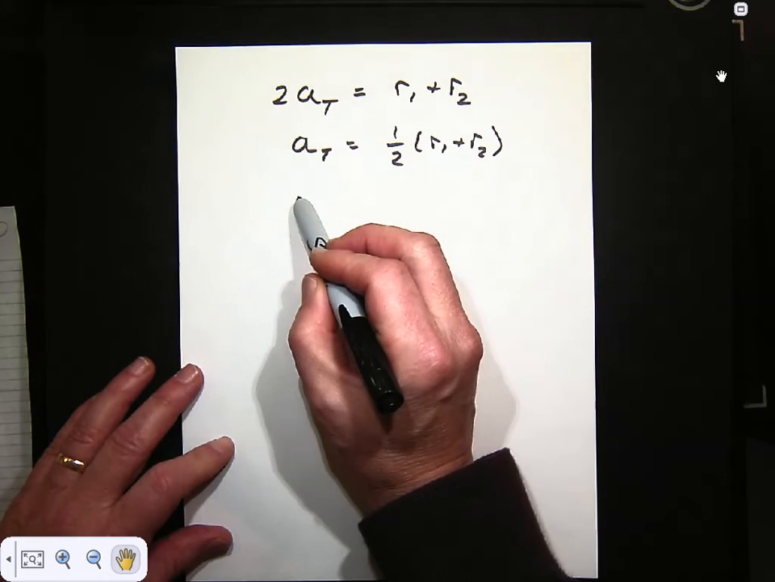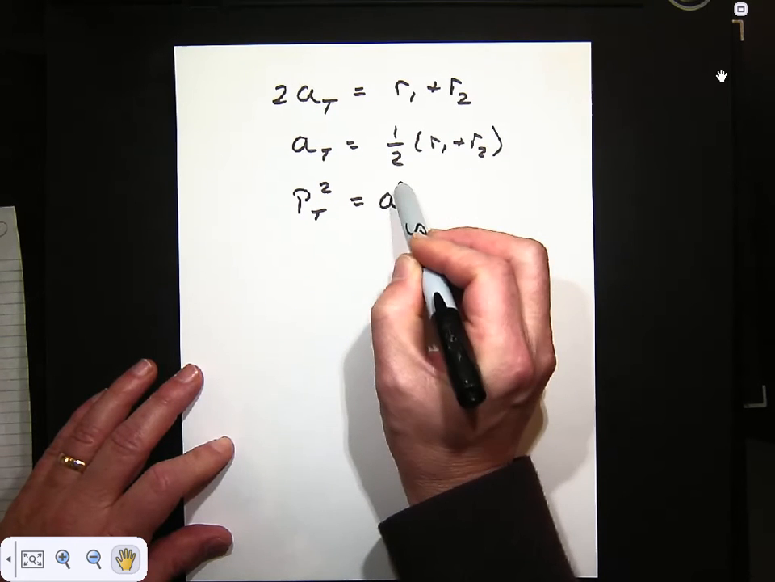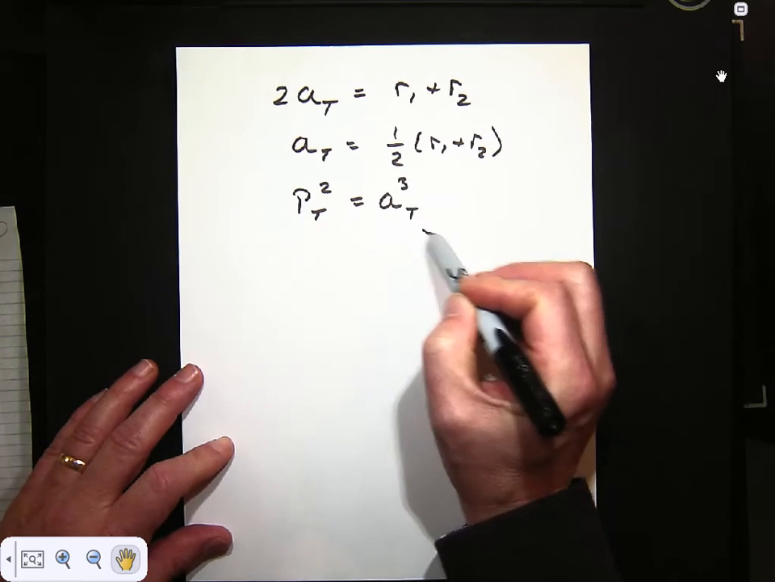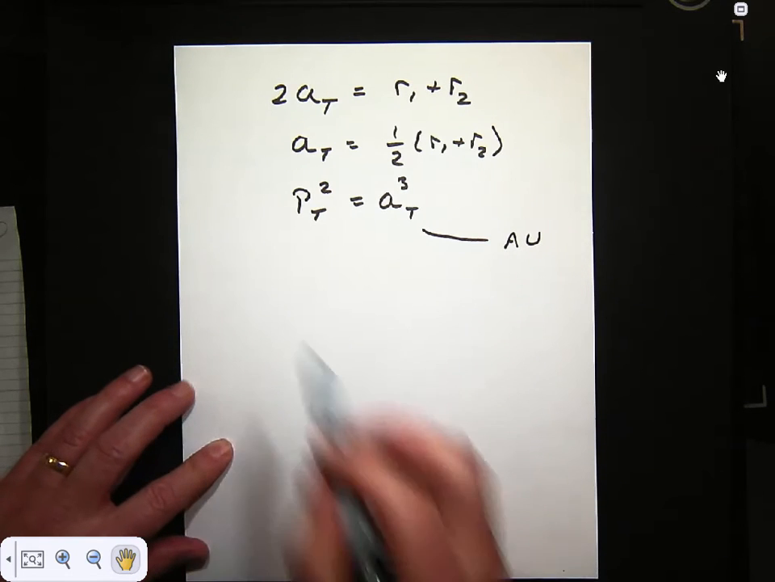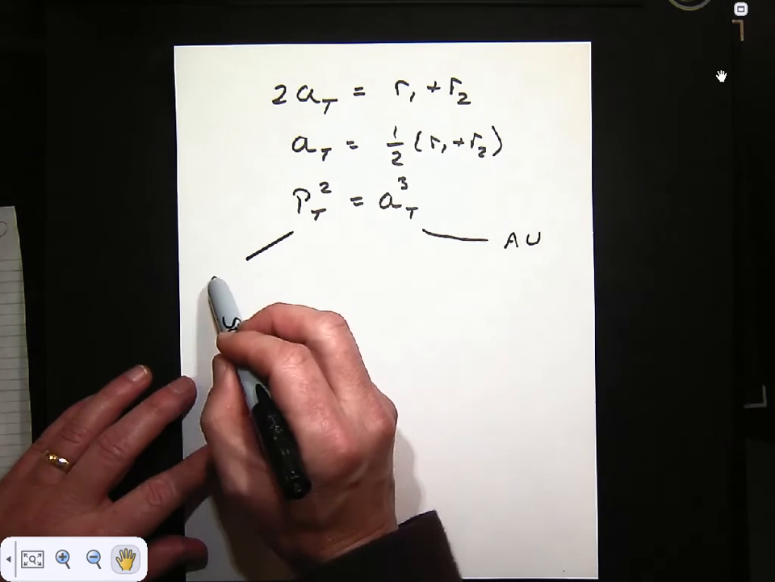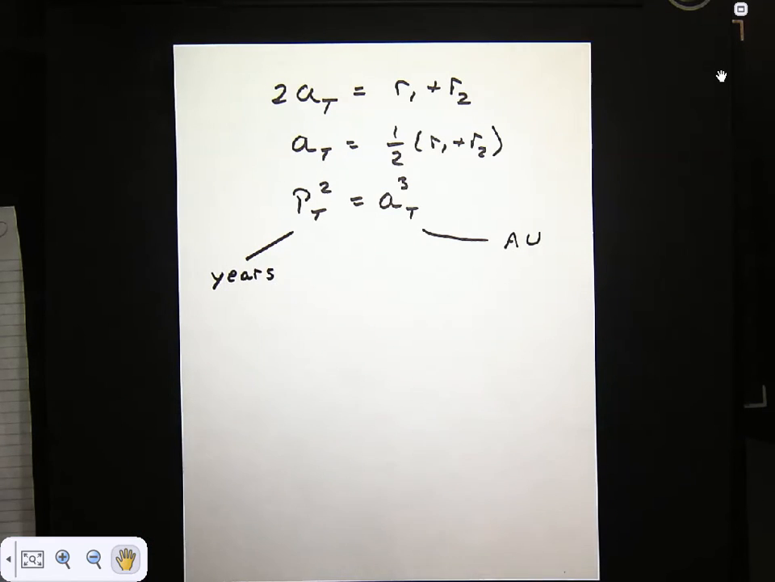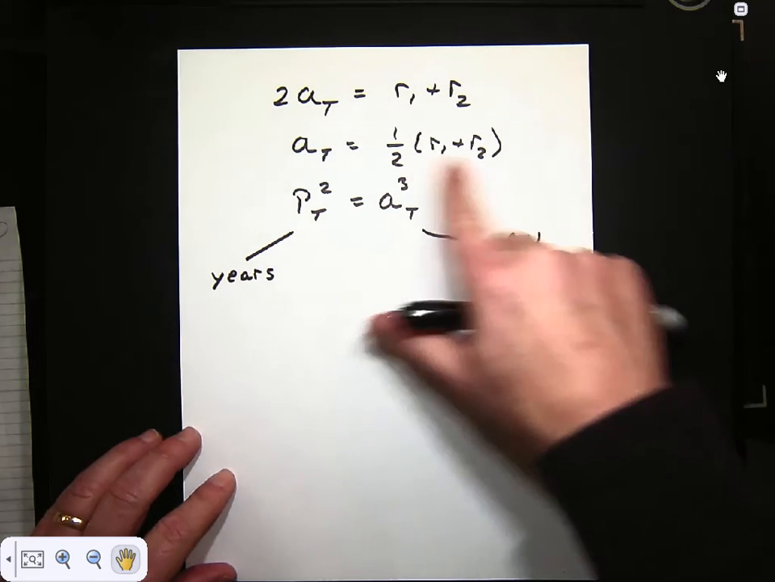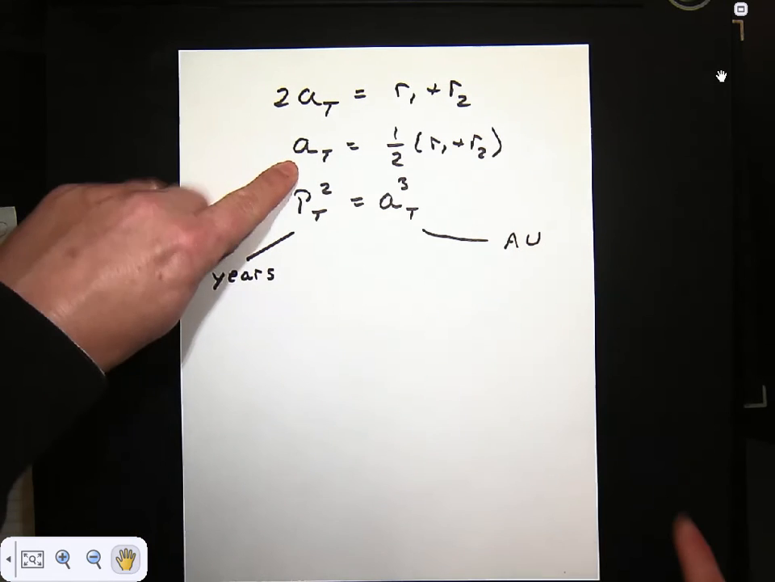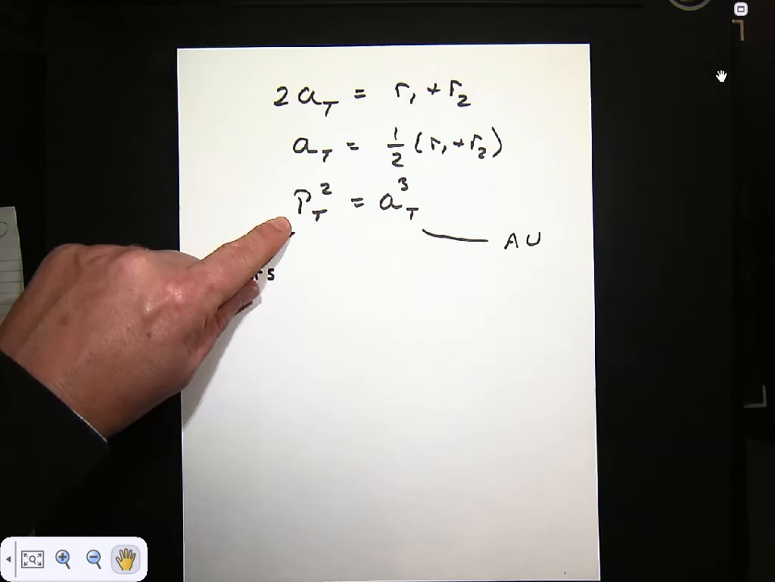From Kepler's third law, P squared equals A cubed. Now, this of course requires that the semi-major axis is in astronomical units and that the period is in years, and that we're talking about orbits around the sun. So if you tell me where we start and where we end, or vice versa, I can get the semi-major axis for the transfer orbit, I can cube it, then I can get the period.